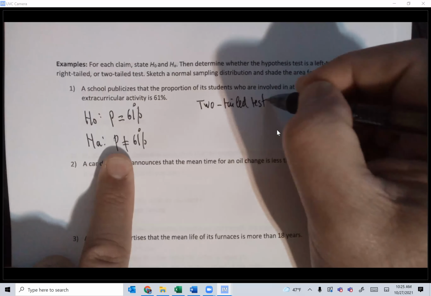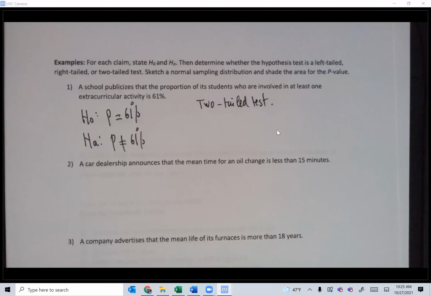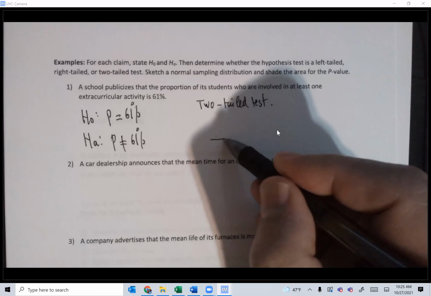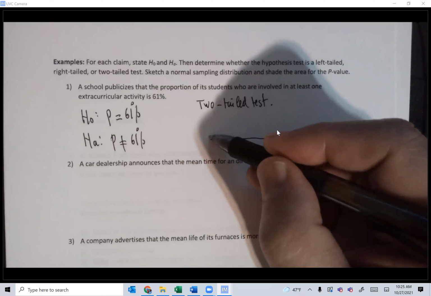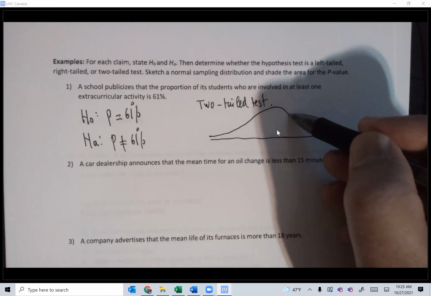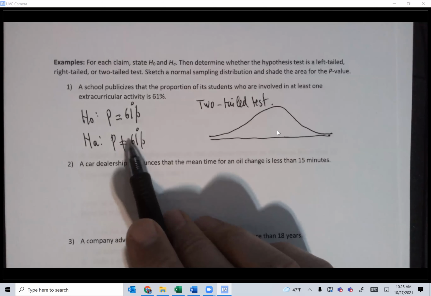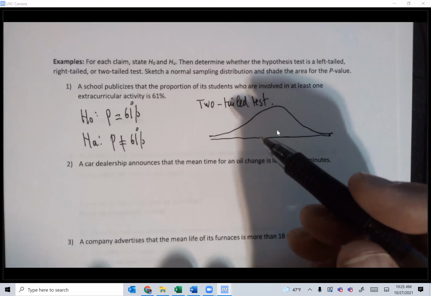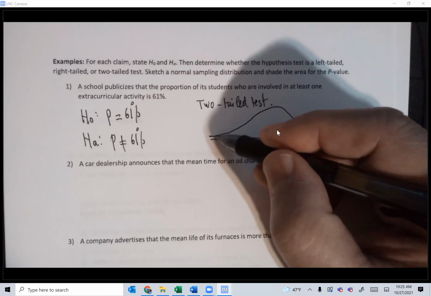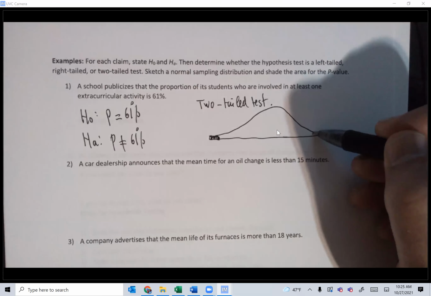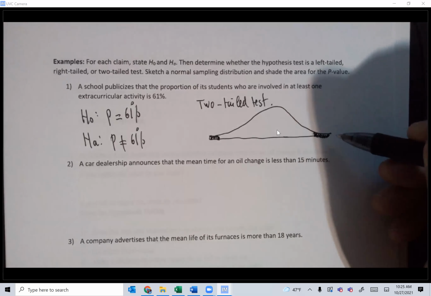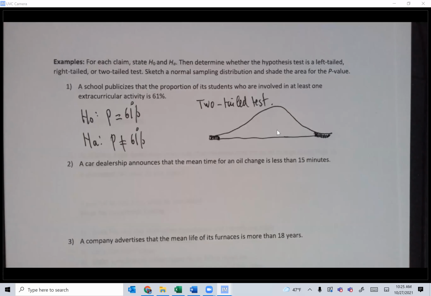Okay. He said sketch this one. Let me show you how to sketch this one. The normal curve showing, you just do this. And since it is a two-tailed test, the p-value, guys, could be on the right or on the left. So you just shade two areas here for the p-value, which we're going to talk about in detail later. So this is what a two-tailed test would look like.